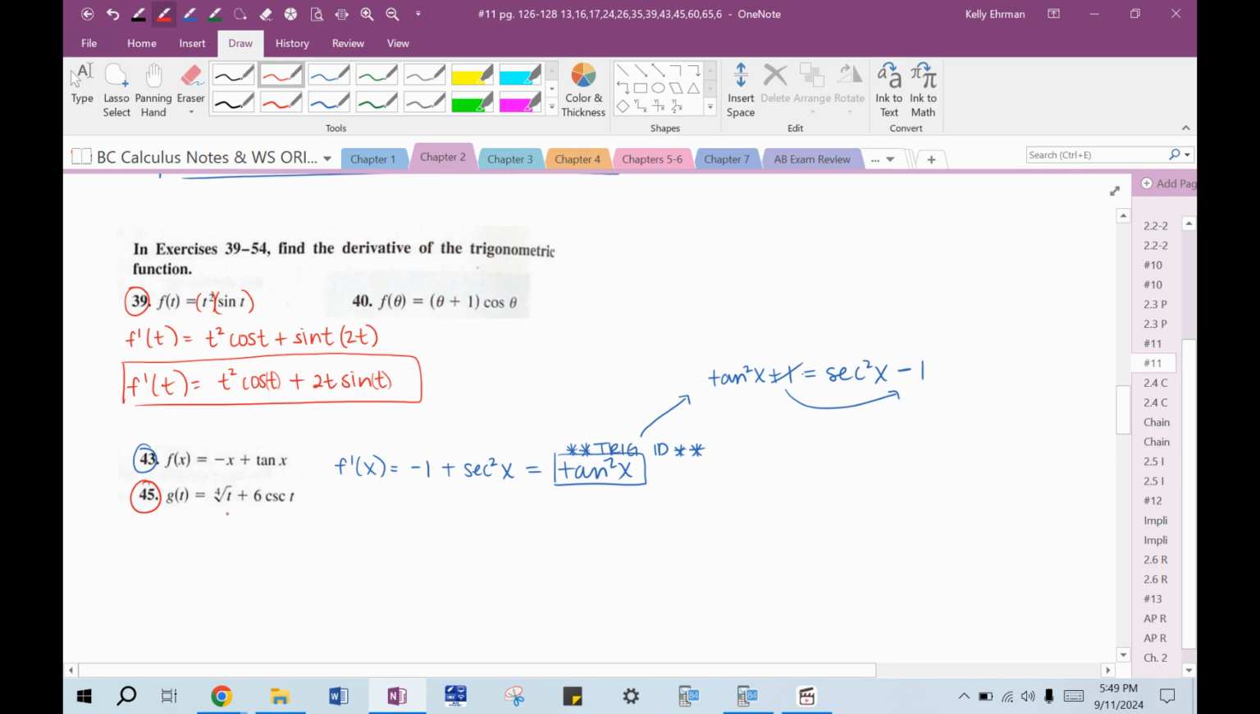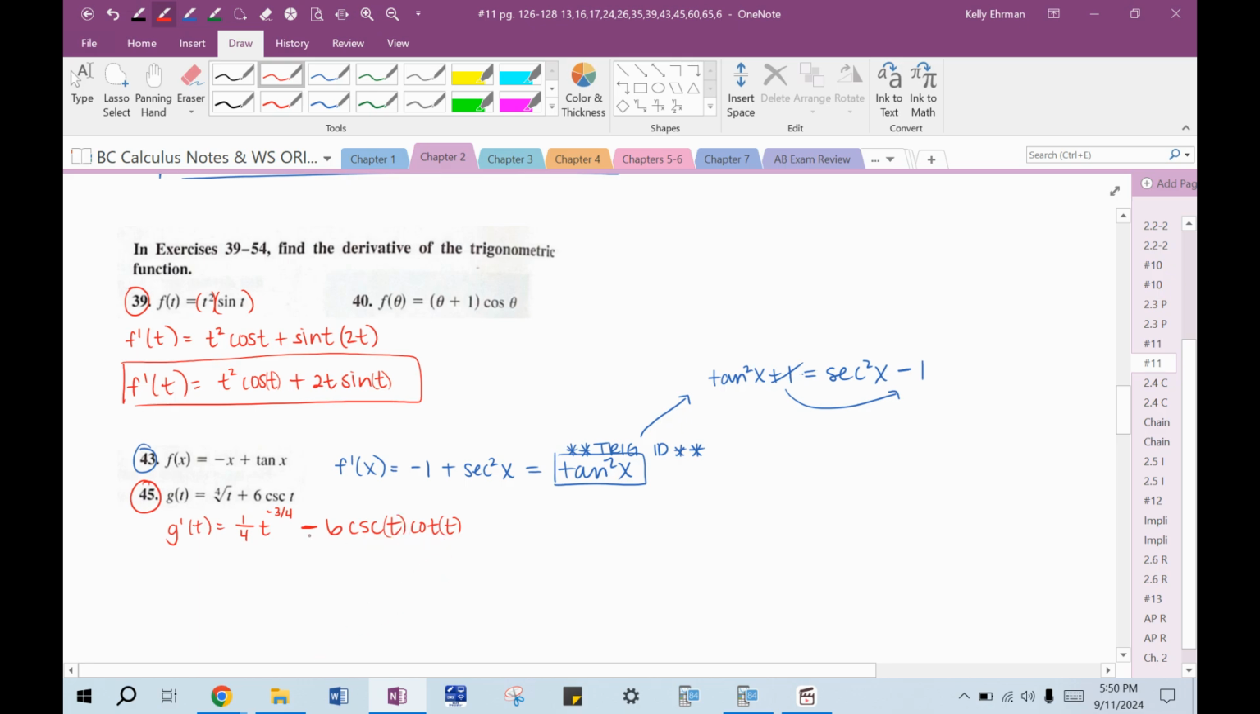Okay, for this one, g prime of t. So remember, this is t to the 1/4. So when I do power rule, it's 1/4. T to the 1/4 minus 1 is negative 3/4. And then the derivative of cosecant, it starts with a c. So the derivative is going to be negative. There's a 6 in front. So the derivative of cosecant is negative cosecant t cotangent t. Here's where I would put parentheses around my angle just so it doesn't look weird.